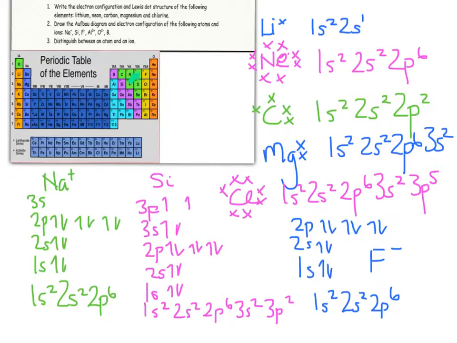By the way, oxide, when it becomes O2-, would also look the same. Beryllium ion, if it lost the 2 electrons, magnesium ion, if it lost the 2 electrons, would also look exactly the same, because if it were to lose its 2 electrons, it would look just like neon again.